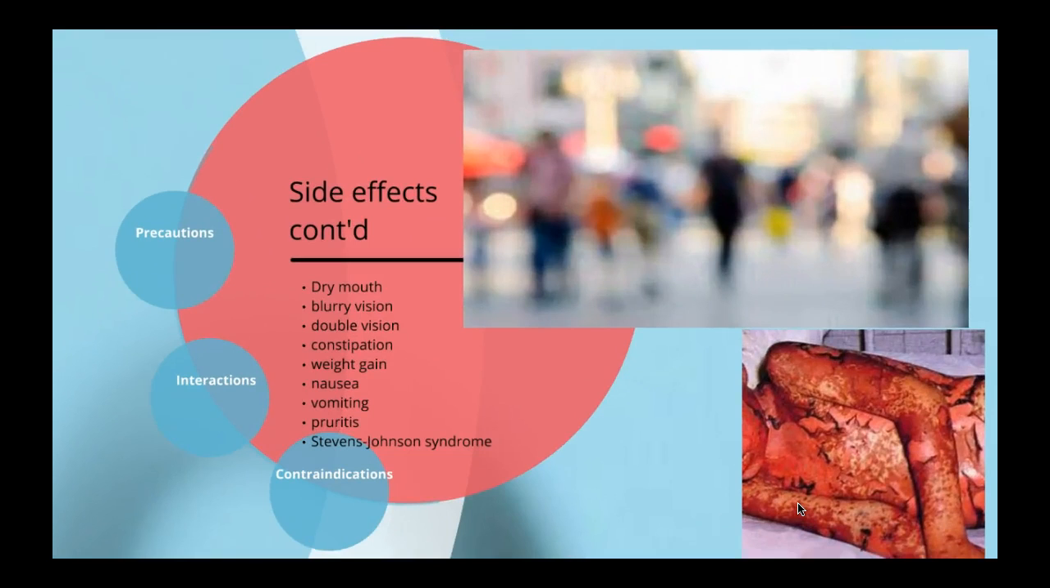There's also some dry mouth. People have complained of dry mouth, blurry vision, double vision sometimes, constipation. Weight gain is a big one. There's nausea, vomiting. Of course, there's pruritus, and especially Stevens-Johnson syndrome, which I have a picture of on here. It's a side effect that should be watched with this medication.